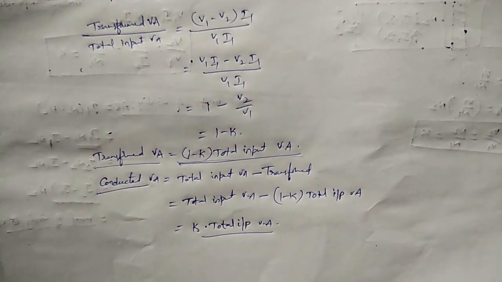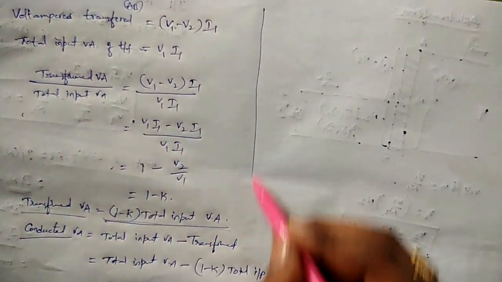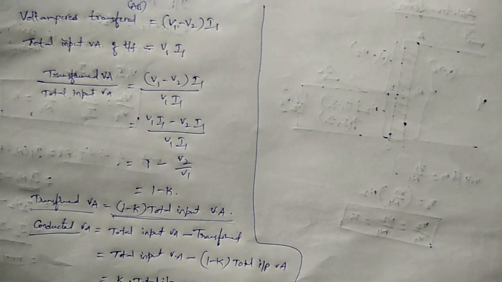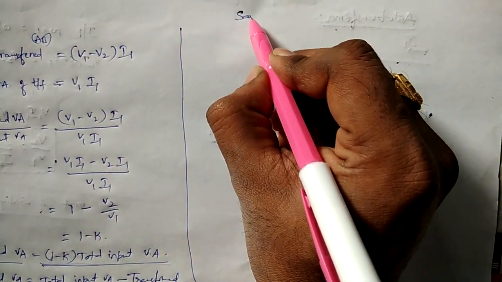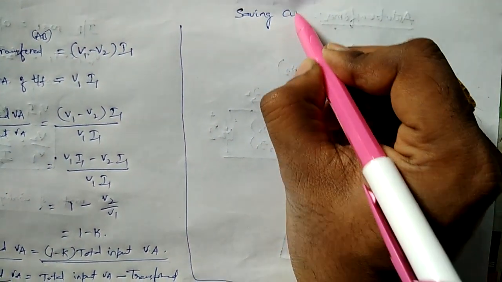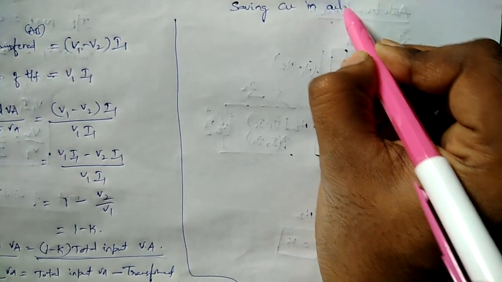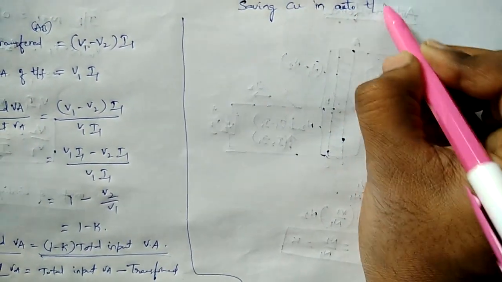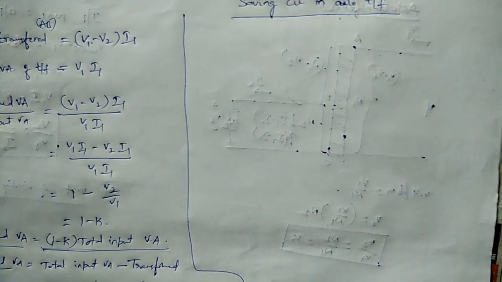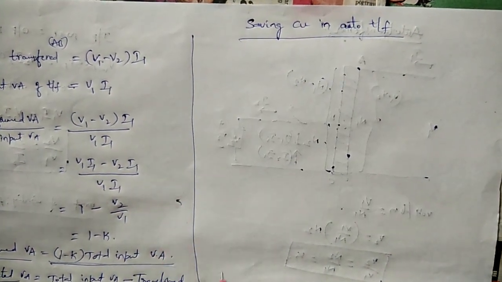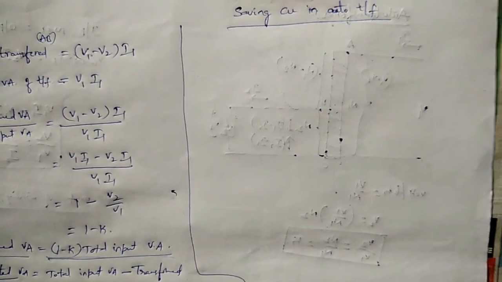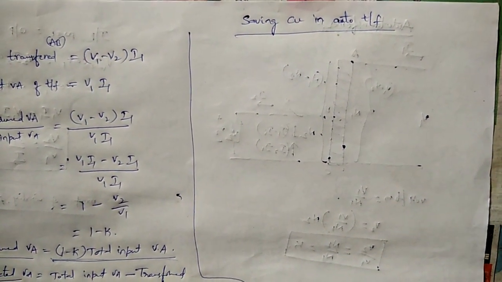Next, this is the power transfer in an auto transformer. Next we will see saving of copper. We will see the concept of saving of copper in auto transformer compared to two winding transformer. So saving of copper material, that means the winding. How much winding we will save.